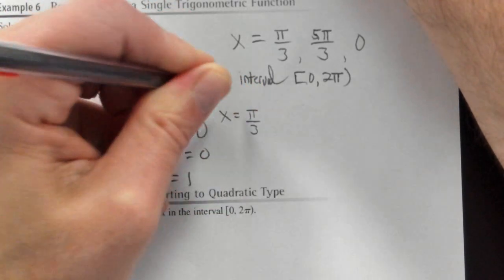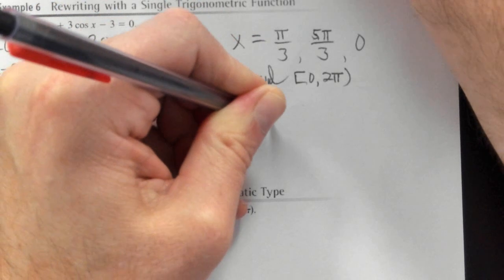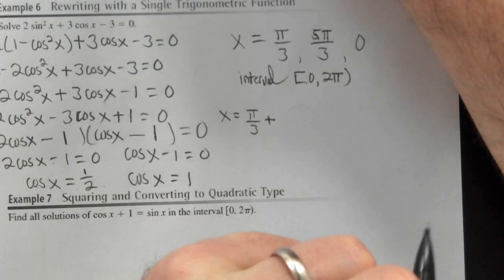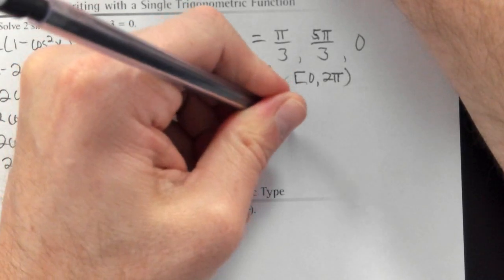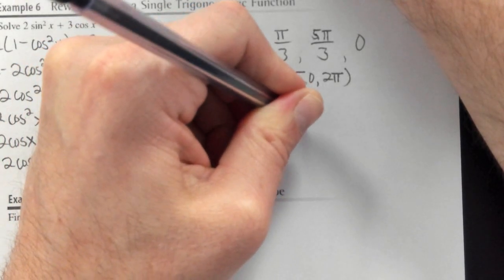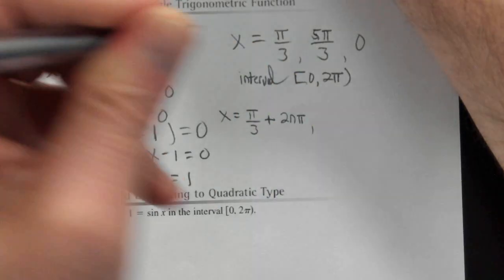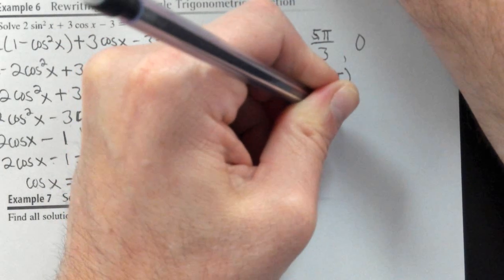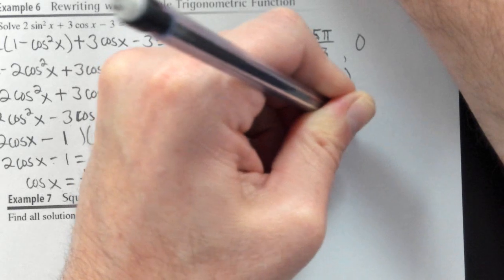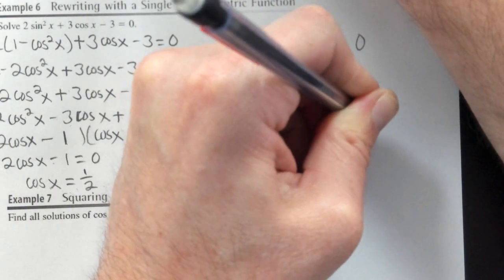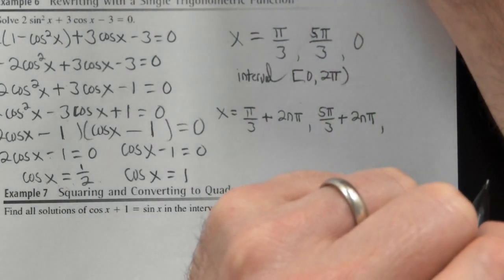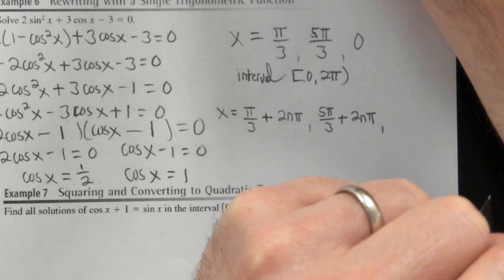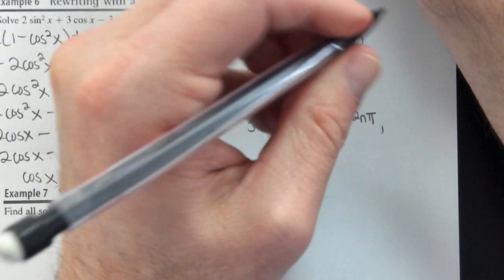So to put that in the form for the general solution, we'll take pi over 3. We will take each interval solution and add multiples of the period, which is 2 pi, so that'll be 2n pi for that one. 5 pi over 3 plus 2n pi. And for the last one, that would be 0 plus 2n pi, which I could probably just write as 2n pi.